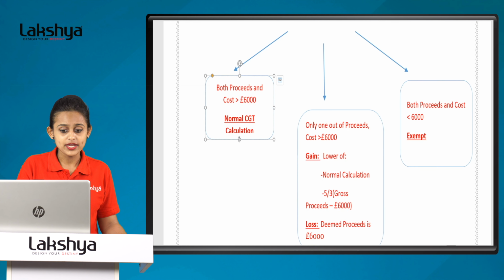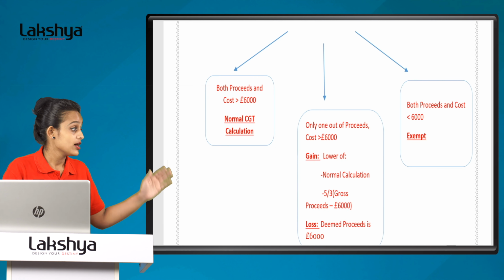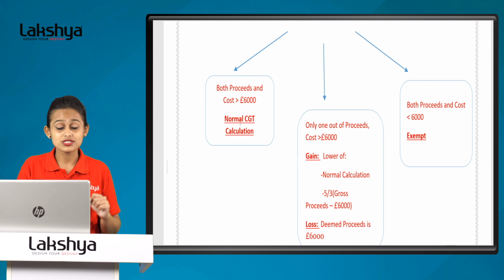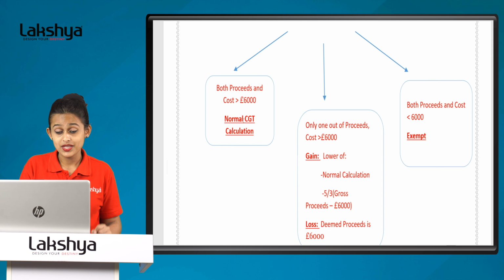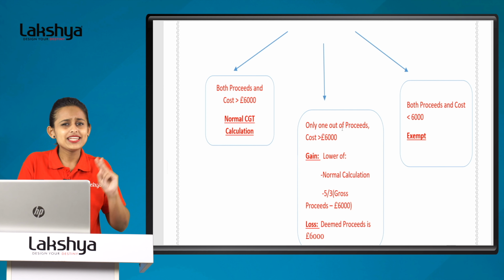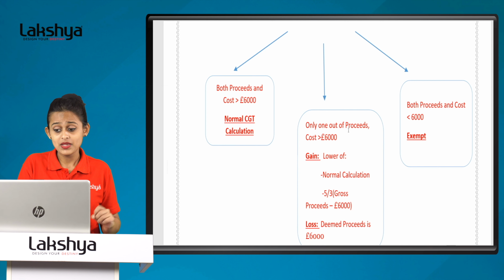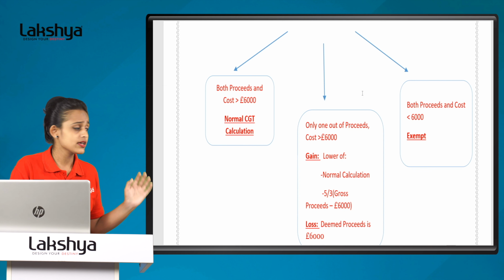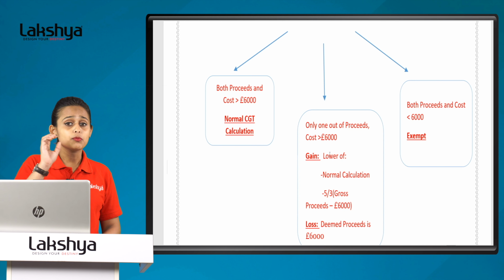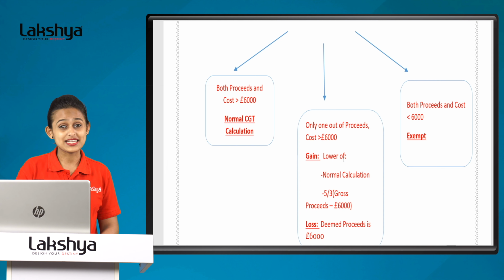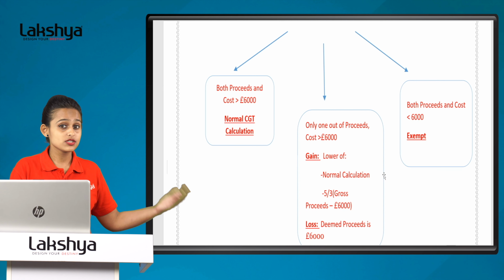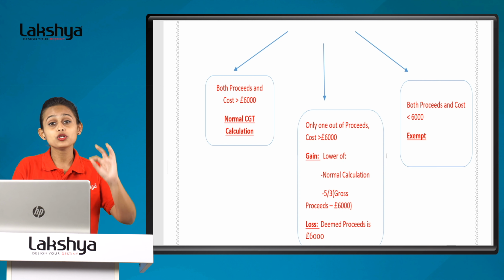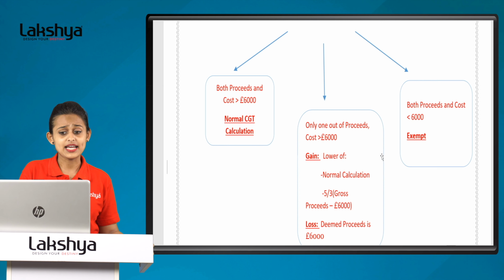Case 1 is when both the proceeds and the cost are greater than £6,000. Case 2 is when only any one of them is greater than 6,000. Case 3 is when both are less than 6,000. Let us see all the cases. Case 1 is when both the proceeds and the cost are greater than 6,000. In that case, what is the CGT implication? As you see there, we do the normal CGT calculation.